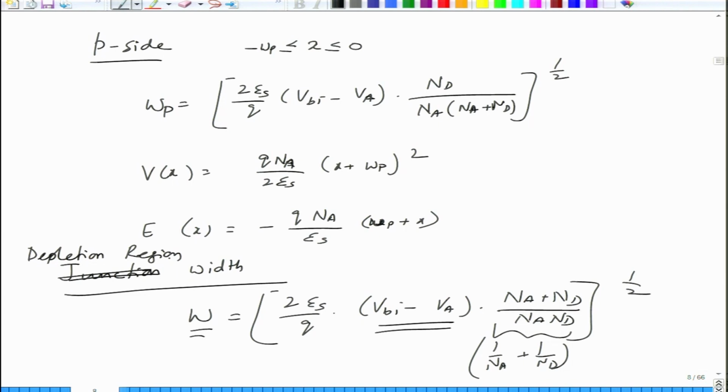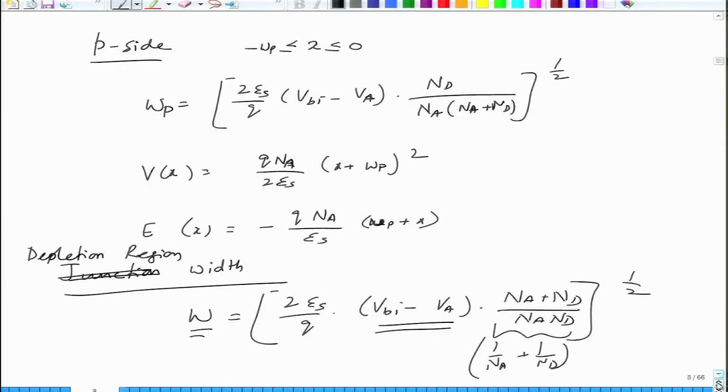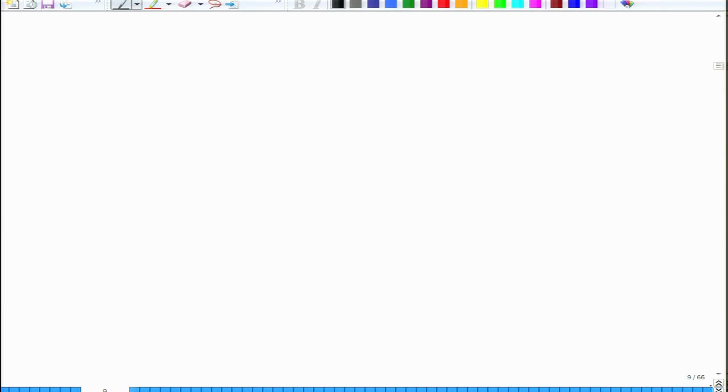So the depletion region width will become narrower when you apply a forward bias, and when you apply negative bias, this value will become larger. As a result, the depletion region width will become larger as you apply more and more reverse bias. And the effect that it has on the IV characteristics is like this, which we will derive.